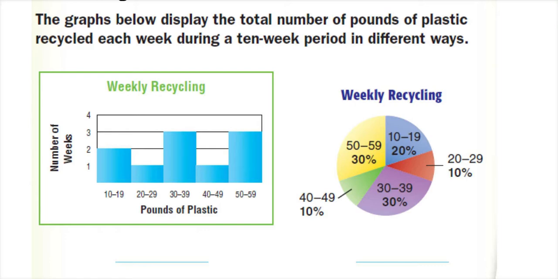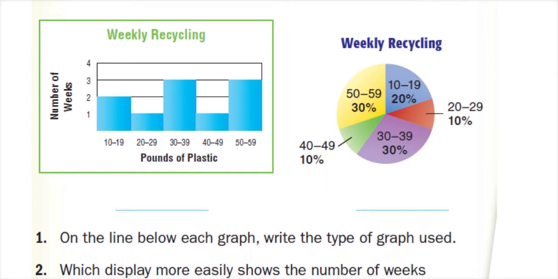It says the graphs below display the total number of pounds of plastic recycled each week during a 10-week period in different ways. All right, and then I need to scroll down just a little bit more. On the line below, write the type of graph used. So this first one's actually called a histogram. It's not a bar graph. A bar graph, the bars are not supposed to touch each other. A histogram shows an interval, meaning from 10 to 19, 20 to 29, and so on.